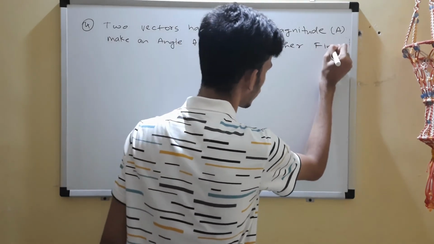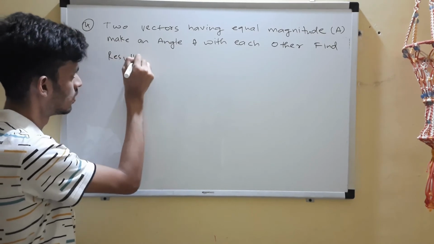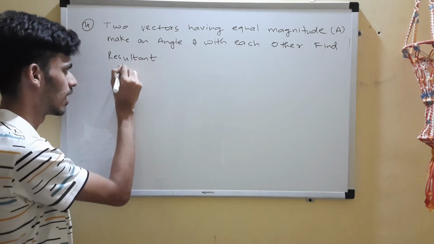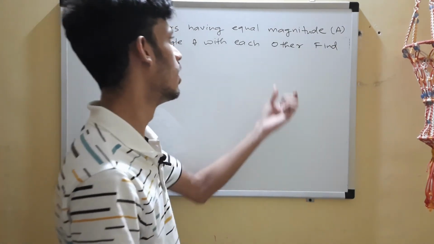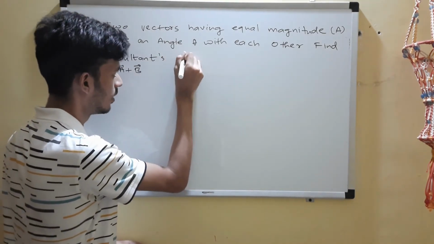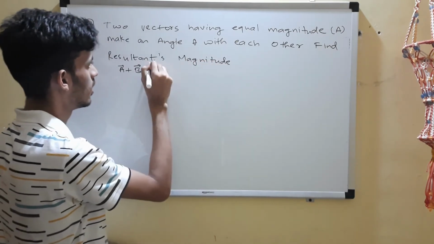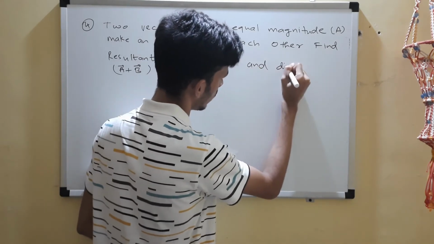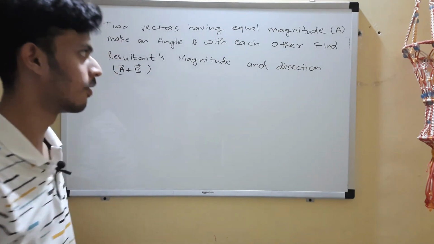Find the resultant. By resultant I mean a plus b. Strictly, we are not going to a minus b, that will be your homework. Anyways, find the magnitude and direction of the resultant of the addition. You can quickly try that out. It includes a bit of math.